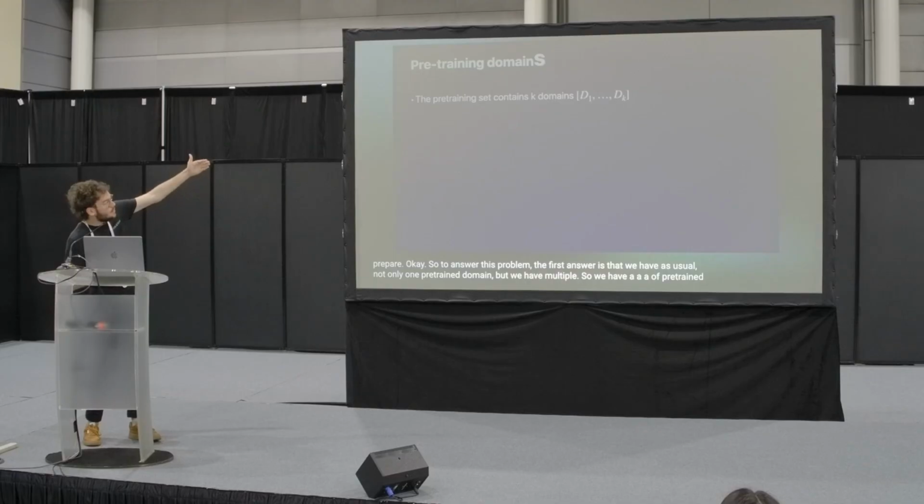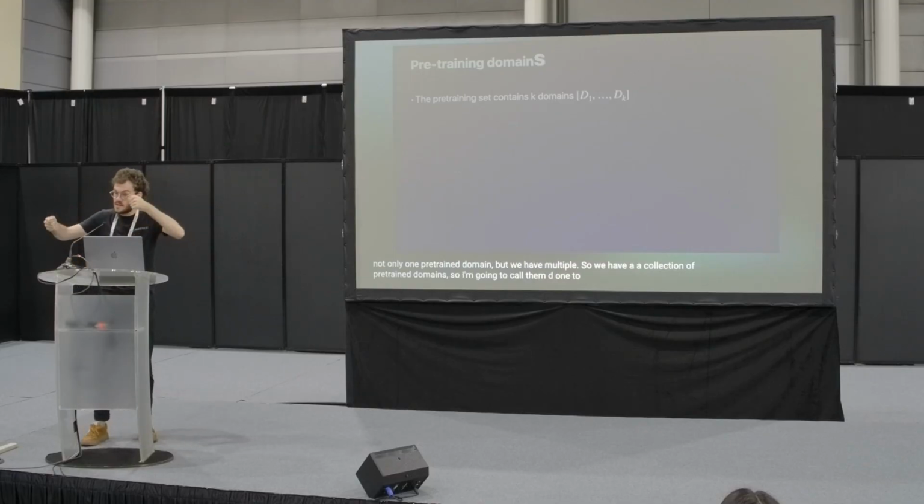To answer this problem, the first answer is that we have, as usual, not only one pre-training domain, but multiple. We have a collection of pre-training domains. I'm going to call them D1 to DK, and these are different data sources. Each one can be a different textual domain, for instance, if we train language models. And we have lots of samples in each of those domains. For the sake of this talk, let's say that we have infinitely many samples in those, so we can query samples from each of those domains.